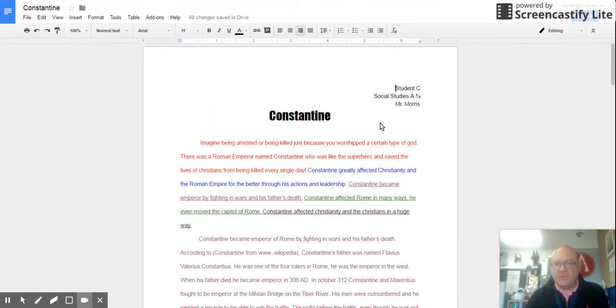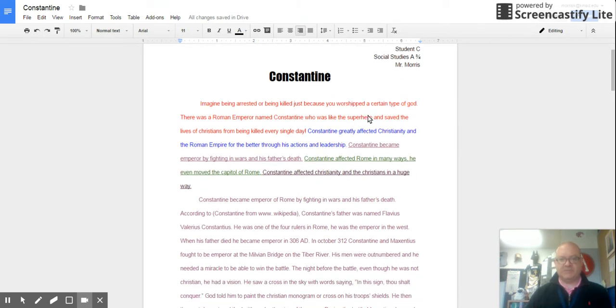Okay, so here we are in this paper. And on this paper, we're going to take a look at Constantine. I've changed the name of the student. But let's take a look at how it breaks down. So this is a rough draft, which means it can be changed. But this is fleshing out. This is now actually putting sentences and words, wordsmithing, what it is we're going to say.